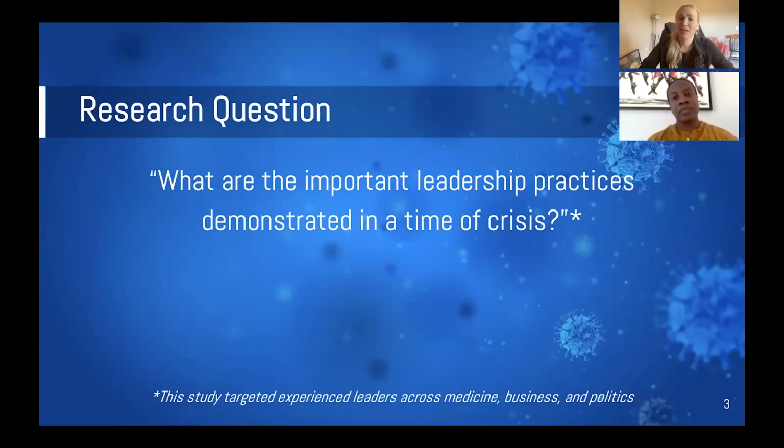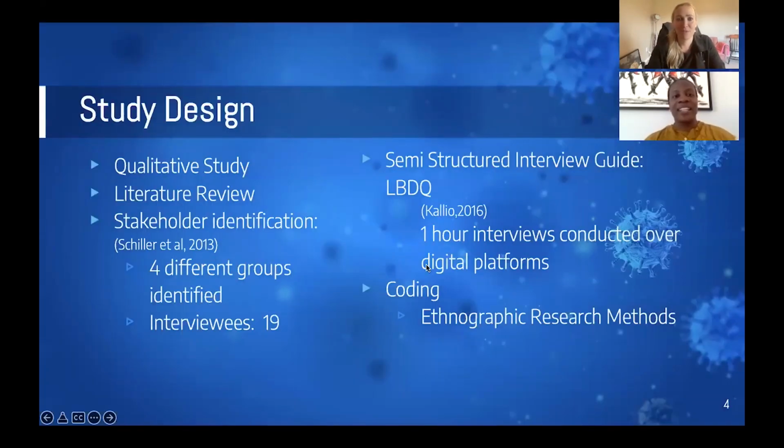So we actually targeted experienced leaders across medicine, business, and politics to really try to uncover in the future, if we were to define what attributes are needed, what playbook could we really put together so that leaders could turn to it and know what attributes to really study and really practice so that they're prepared for that time of crisis. And I will let Sade get into a little bit more of the details behind the methodology and how we conducted the research. So I will pass it over to you, Sade.